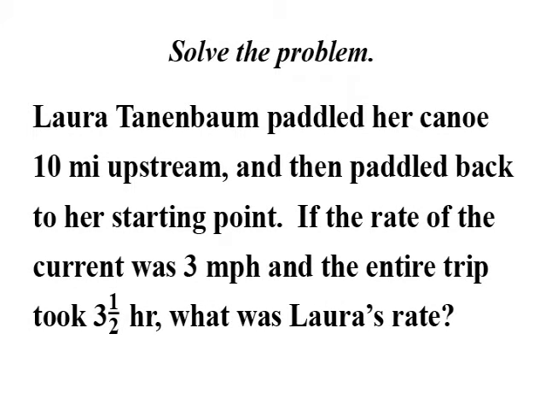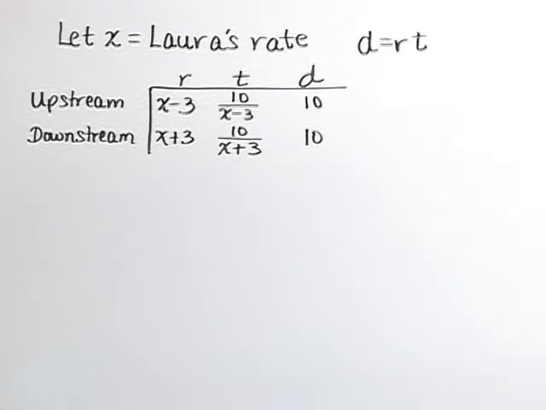Solve the problem. Laura Tannenbaum paddled her canoe 10 miles upstream and then paddled back to her starting point. If the rate of the current was 3 miles per hour and the entire trip took 3.5 hours, what was Laura's rate? Well, we've performed step 1. We've read the problem carefully.